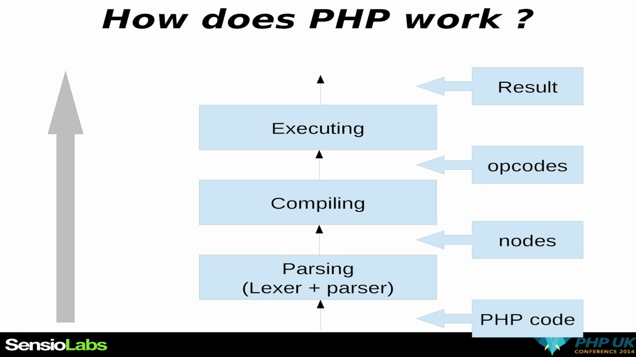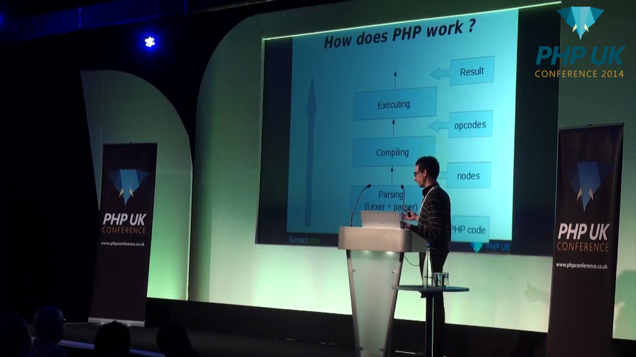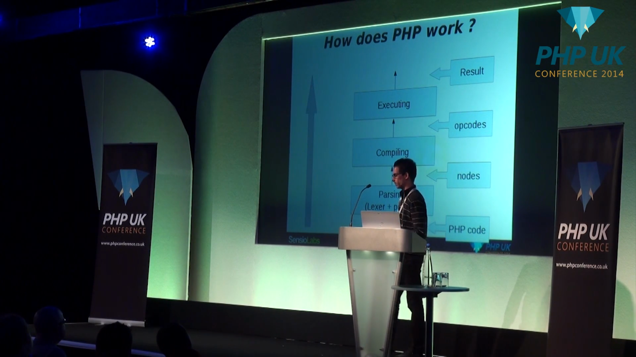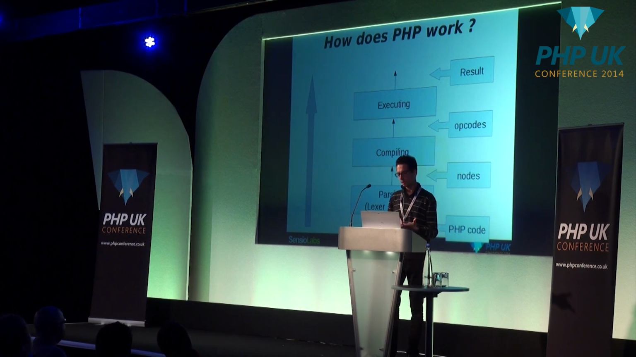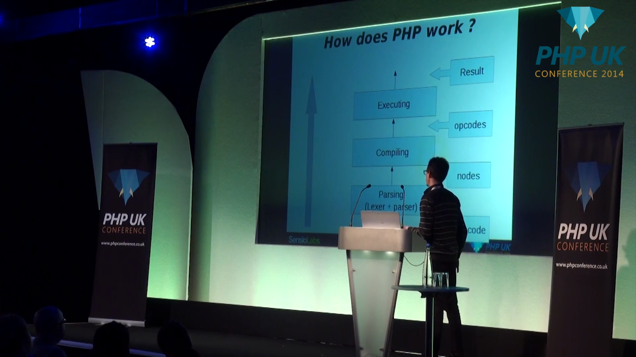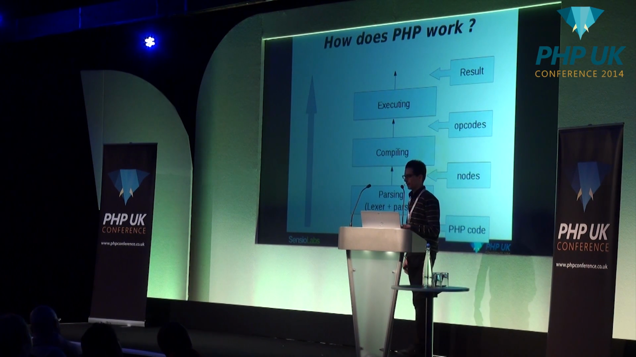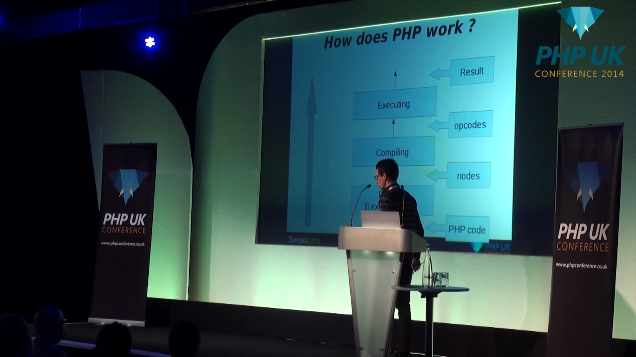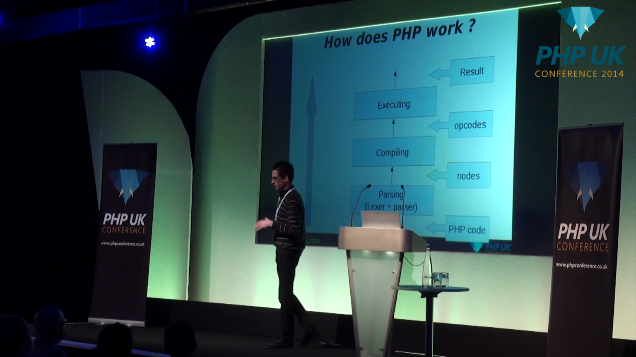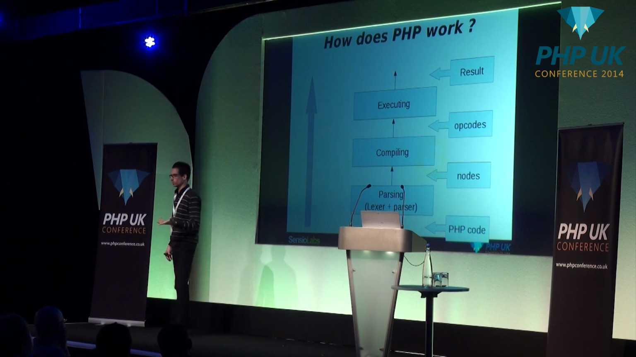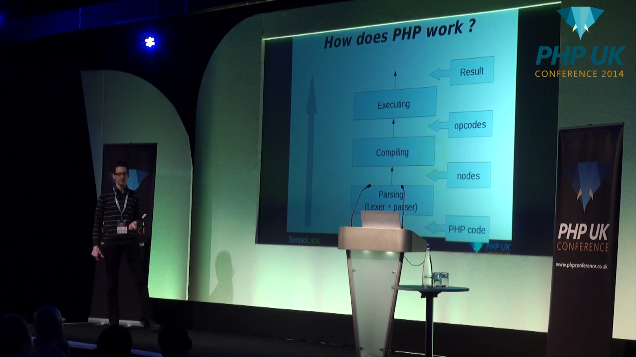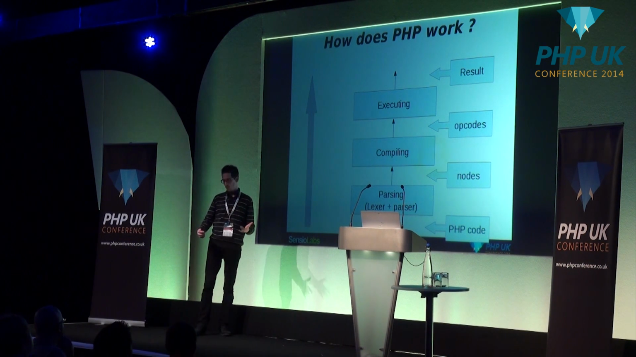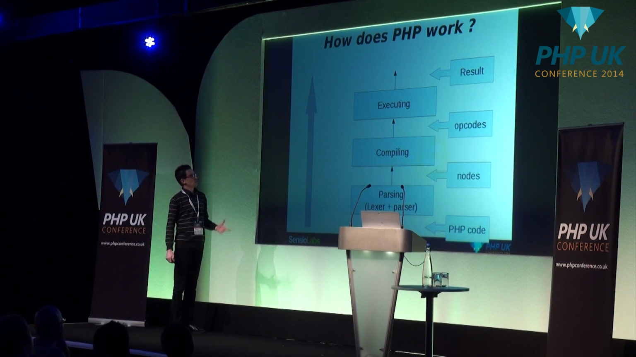So how does PHP work? You should know now that PHP code first comes into a parse phase. The parse phase can be split up into two little phases, which are lexing and parsing. We'll talk about this later. Then from the parser, you get nodes, and those nodes are given to a compiler, which generates opcodes, and the opcodes are then passed to the upper layer, which is the virtual machine executor. The virtual machine executor is going to execute these opcodes and give you a result, which is usually something printed on standard output. This is mainly how PHP works.